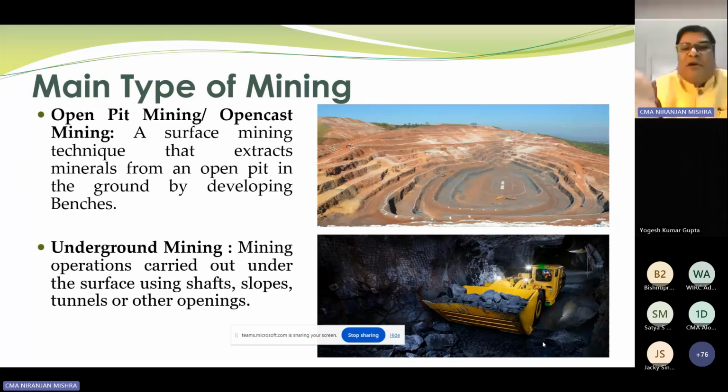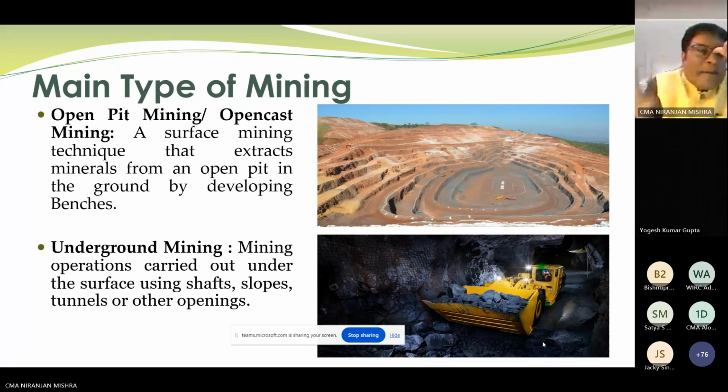If you see the steps, these are called the benches, and at the bottom there is ore. They have to drill and blast. First they have to prepare the benches, the steps. As per the terminology, the height and width of each bench is equal. If the step is 4 meters in height, then the bench width will be 4 meters. The width and height of the bench are equal.